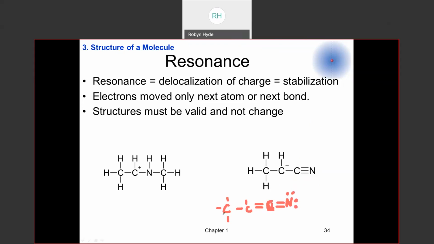A CH3, a CH, double bonded to a C, double bonded to an N. But our other rule is that the charge never changes. So in this top structure, the carbon was negative. In resonance, I have to have a negative somewhere. What atom is now negatively charged in my second drawing? Nitrogen. Yeah, exactly, the nitrogen. Thanks for the online answer.